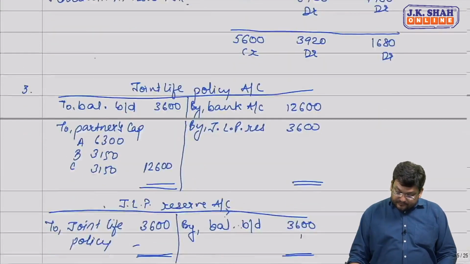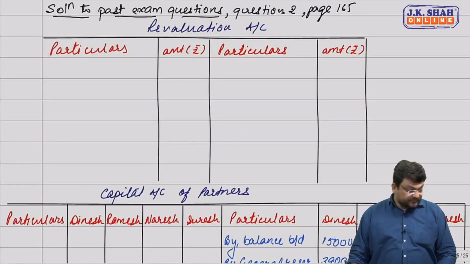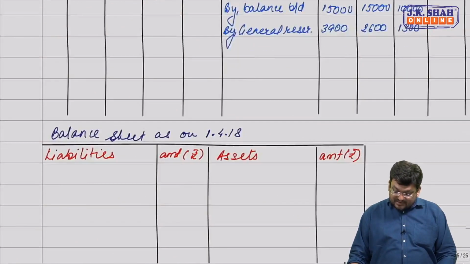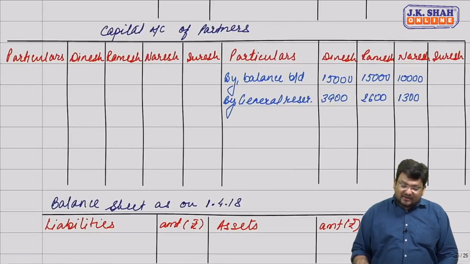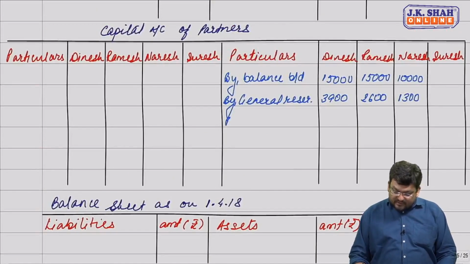After the balance sheet, you are given that Suresh shall bring 8,000 towards his capital. New partner is bringing his capital. Only think of the journal entry. What will be the entry? Cash account debit to Suresh's capital, 8,000.